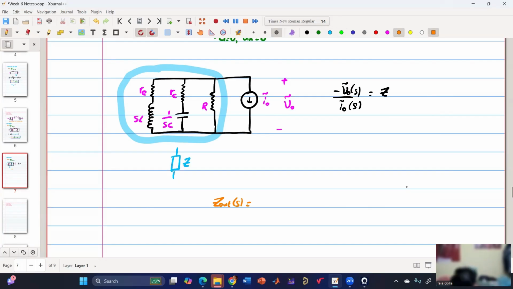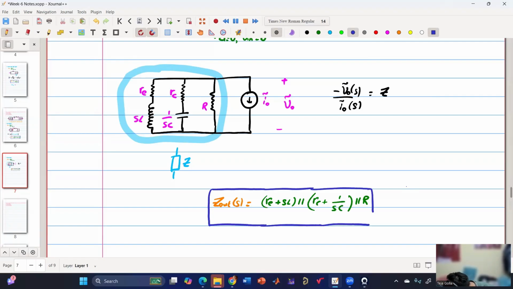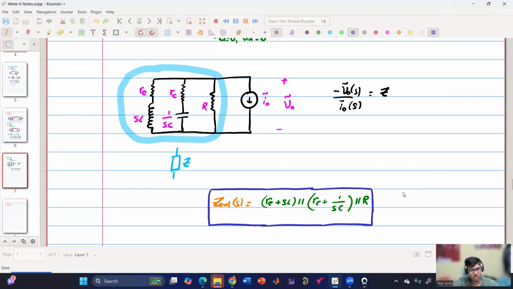then we will get RE plus SL parallel RC plus 1 by SC parallel resistance R. So this is the expression that we will get. So in the previous case, we didn't have RE as well as RC. Now we got two additional terms.